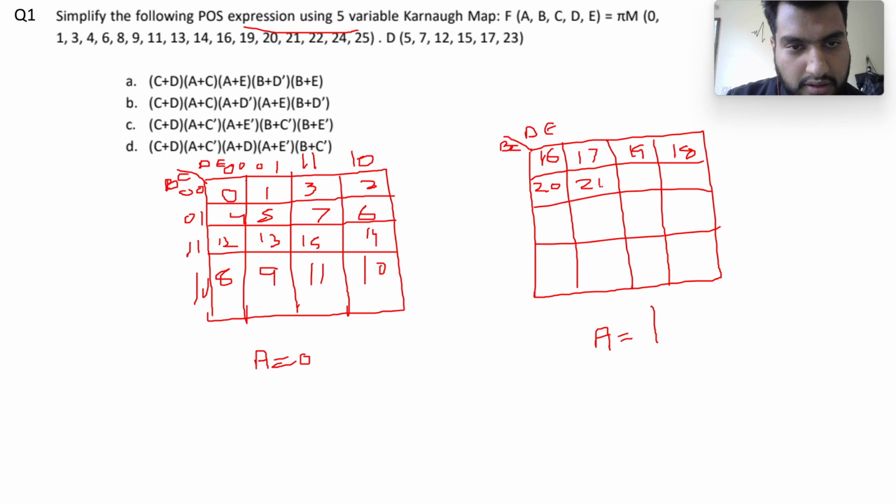20 21, 22, and this one is 23. Now 24 goes here, this is 24 25 sorry 26, and this is 27, and this is 28, 29 30 and 31. So these are the K-map for 5 variables. Now according to the question we will fill them.